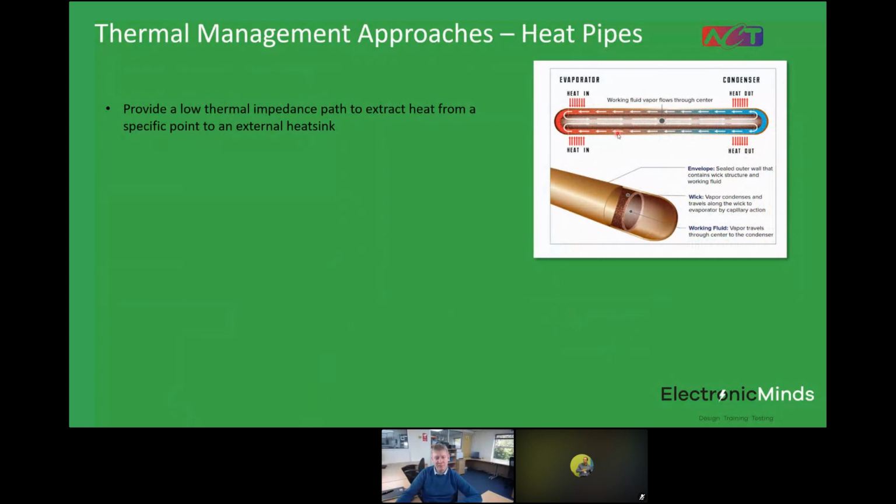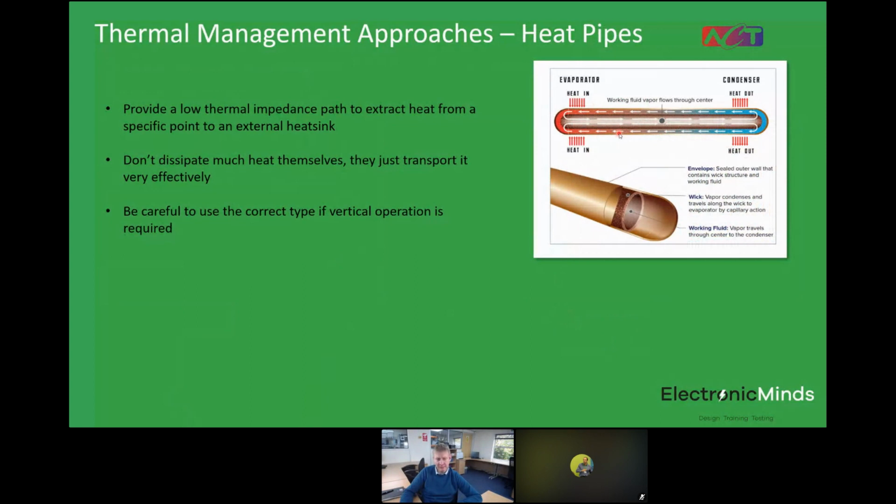It gives you a very effective way of moving a fair amount of heat from one point to another point on a board. It doesn't actually dissipate much heat by itself. In fact, very little heat by itself. It's just a very efficient heat transfer mechanism. So that's quite interesting in power electronics.